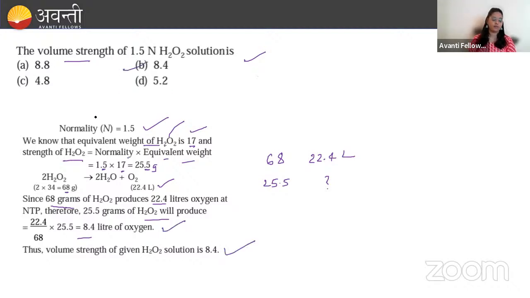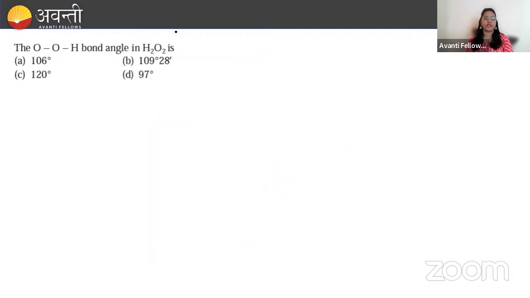So here our answer will be Option B, 8.4 liter. Any doubt? Are you understanding this? Okay, now let's move on to the next question. The OOH bond angle in H2O2 is. So this is very, very simple. In H2O2, what is the bond angle present? It is 97 degrees. Remember this. If you don't know, remember this.